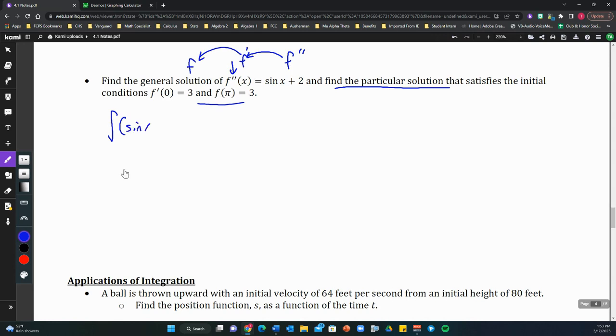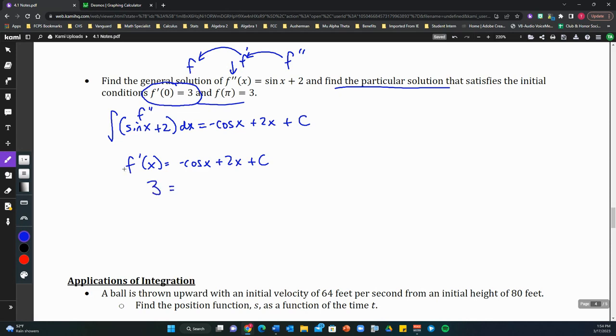So let's do that. I'm going to integrate sine of x plus 2 dx. The integral of sine is cosine, but because the result was cosine, we had to switch signs. So negative cosine plus 2x plus c. So again, this was f double prime, so this guy is f prime. So f prime of x is negative cosine of x plus 2x plus c, and they tell us a particular piece of information about f prime, that when x is 0, the output is 3. So we can solve for this c value.